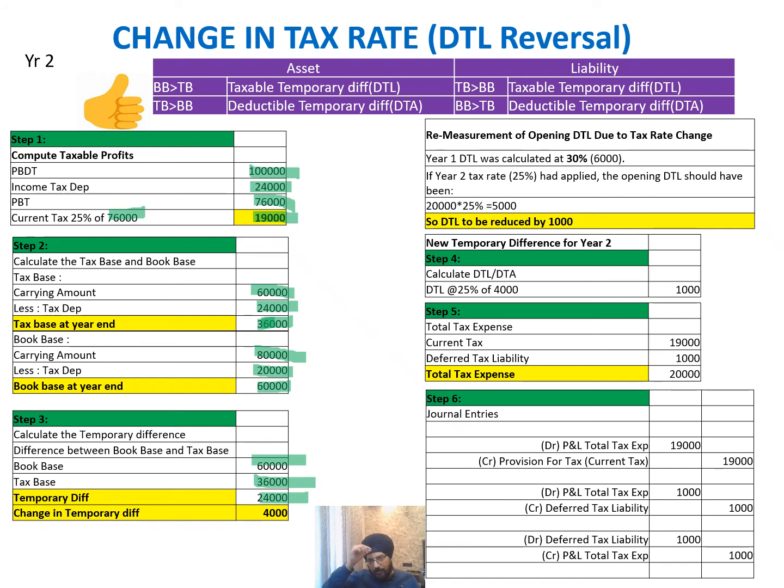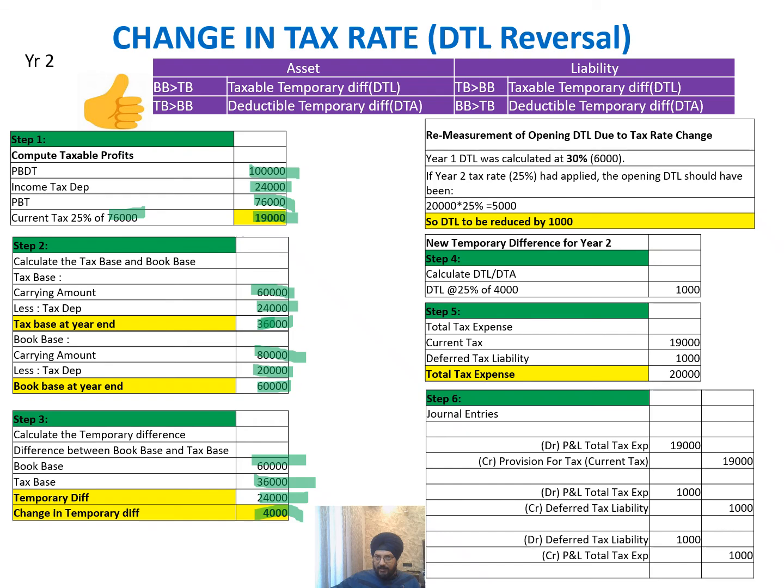Now we have to look at this comprehensively because we already had a temporary difference of 20,000 last year. This year my temporary difference is 24,000, which means there is an increase in the temporary difference by 4,000. So we have to create DTL on this 4,000.